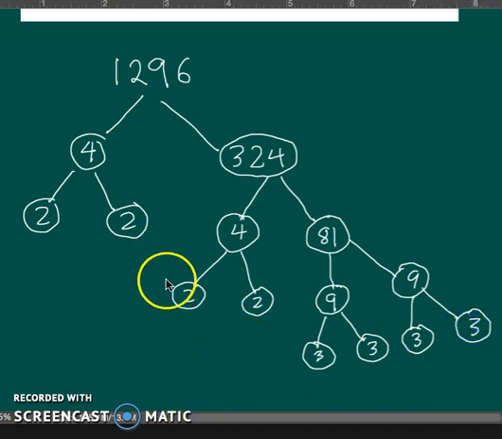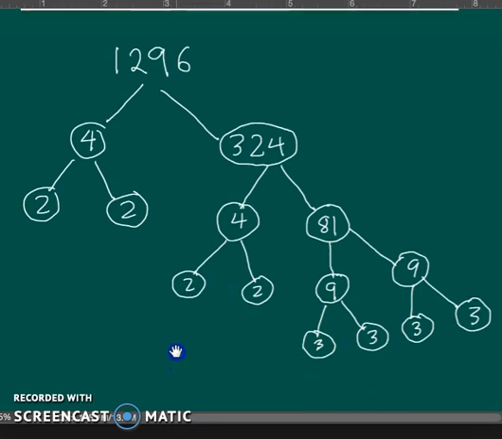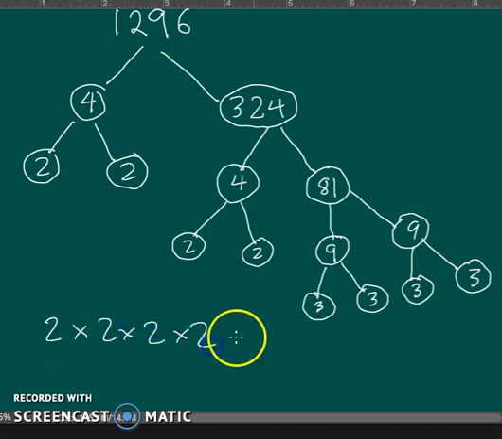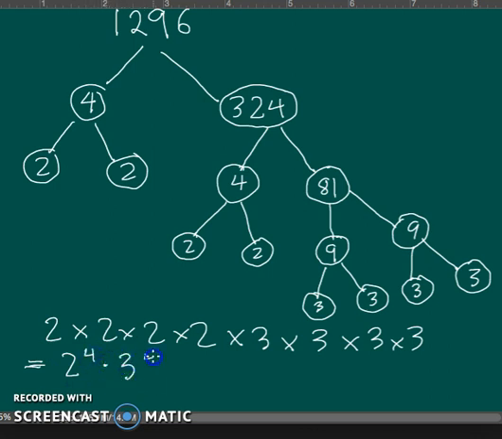So what do we have here? We have 4 2's and we have 4 3's. So in other words, we can either write 2 times 2 times 2 times 2 times 3 times 3 times 3 times 3, and that's equal to 2 to the power of 4 times 3 to the power of 4.